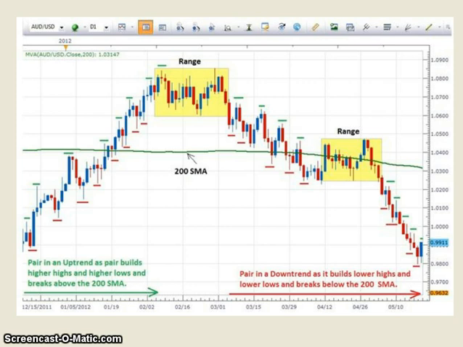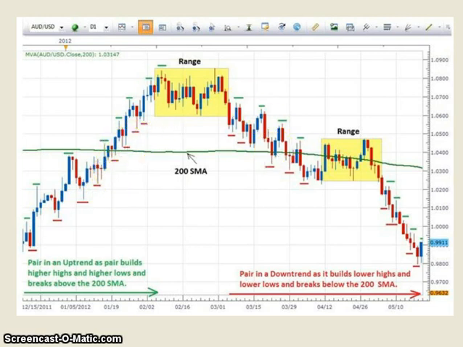So let's take a look at this historical daily chart of the Aussie USD currency pair below. You can see down here in green, just in case you're not able to read it, it says pair is in an uptrend as pair builds higher highs and higher lows and breaks above the 200 period simple moving average, which is the green line. And then the pair is in a downtrend as it builds lower highs and lower lows and breaks below the 200 SMA. The green lines here are the higher highs and the red lines are the higher lows as it moves up, and so forth.